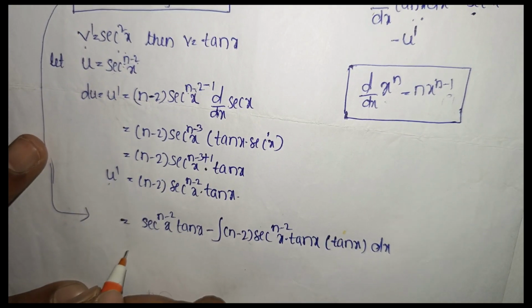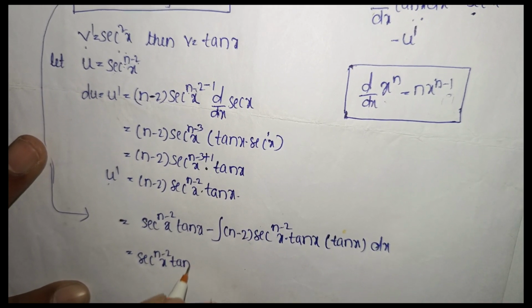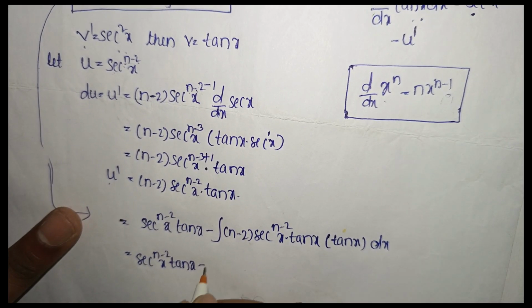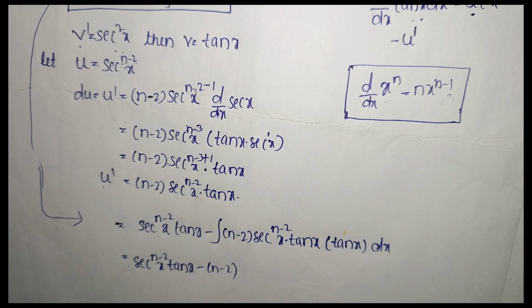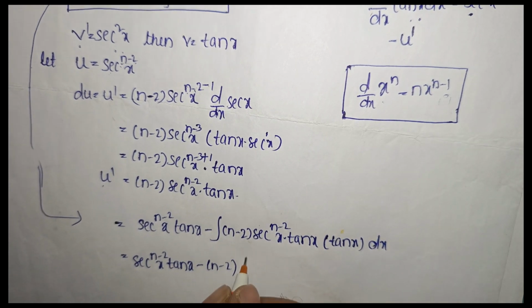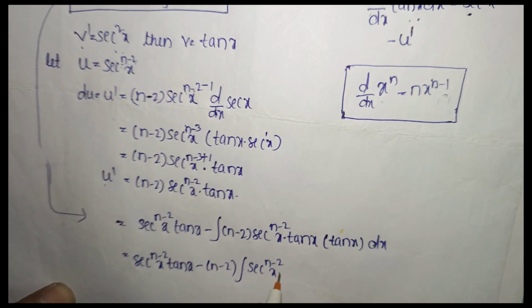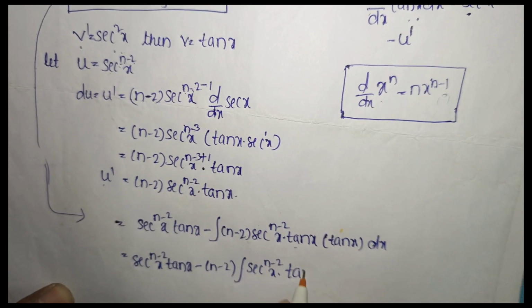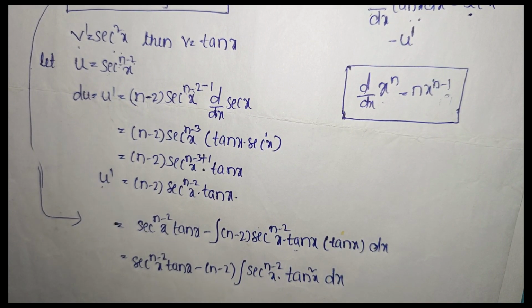Now secant to the power of n minus 2 x tan x minus, we are taking n minus 2 outside, right? We are taking n minus 2 outside of the integration. So what we get next? Integration of secant n minus 2 x tan x. Tan x is nothing but tan square x dx, right?